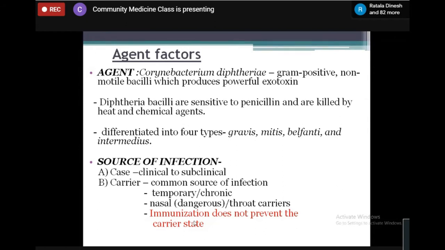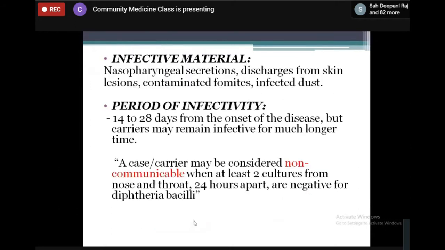And immunization does not prevent the carrier state. What you have to understand here is that you can prevent the disease in cases, but if the person is in the carrier state, immunization does not work. So what are the infective materials?